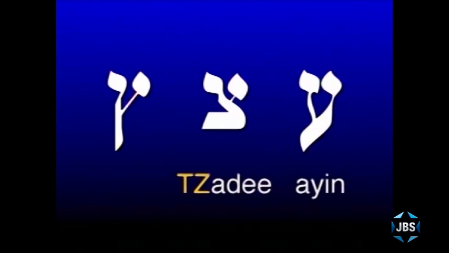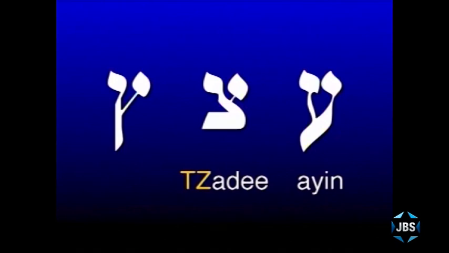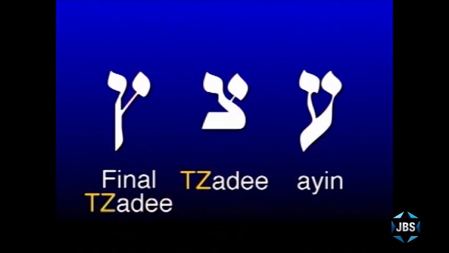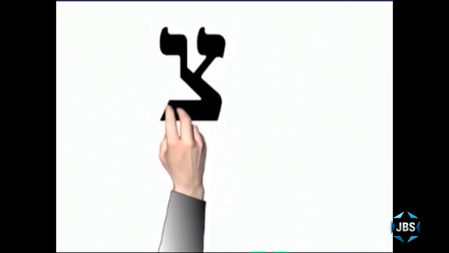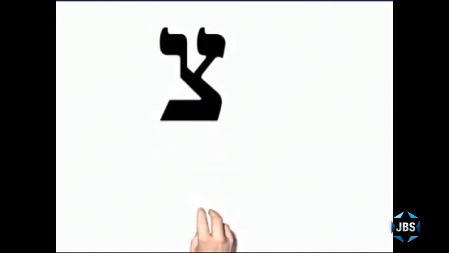And of course, the tzadi has a final form. This is the final tzadi right here, mitsuyan. And remember, anytime you see a letter that goes below the line, if it's a final letter and you can't remember exactly what the letter is when it's not final, just take the part that extends below the line, push it back up into a horizontal position, and lo and behold, you have the tzadi.